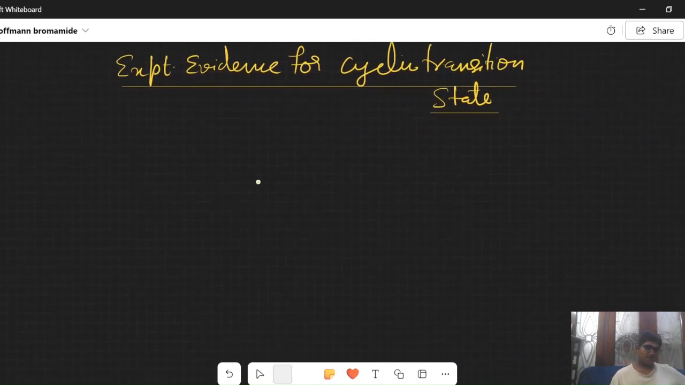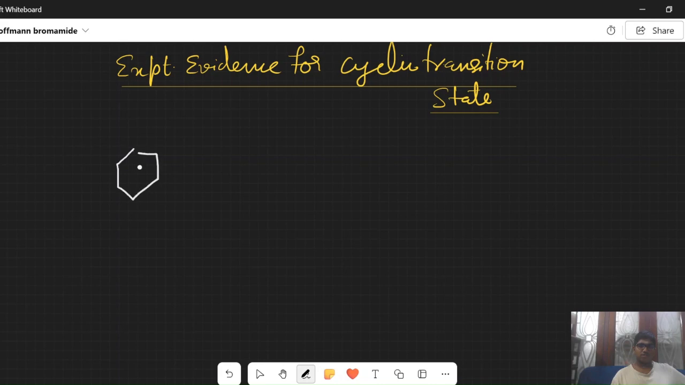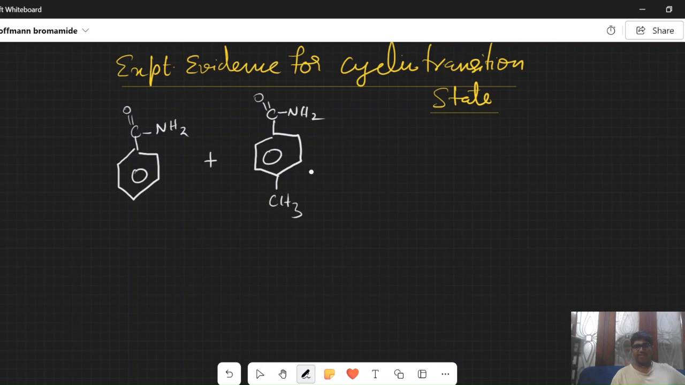Like, you take two molecules, I write it in white. You take two molecules, one which is a normal benzamide and another which is an isotopically labeled benzamide. And also I'll probably put in a para substituent, like CH3, methyl substituted benzamide, and we'll do the Hoffmann bromamide degradation reaction. Question is, what is the product?